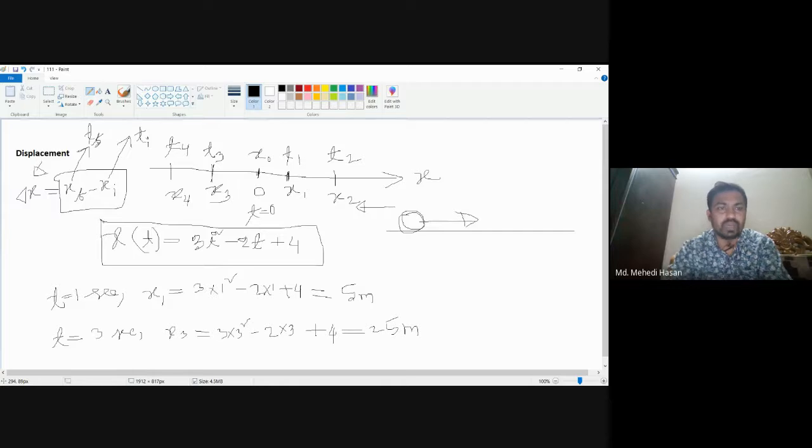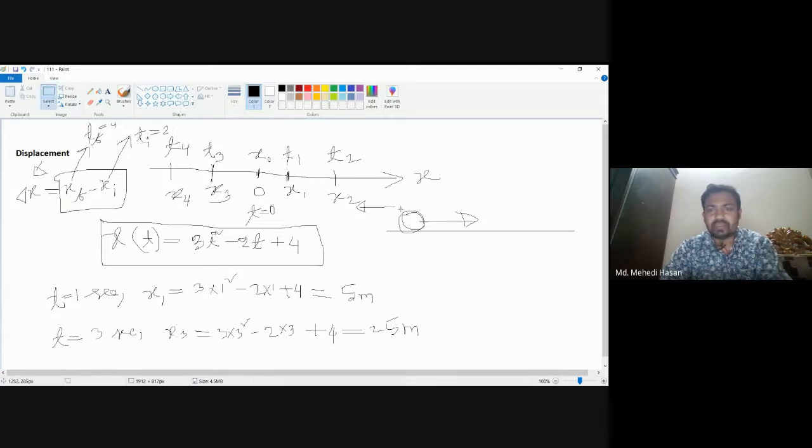Say, for example, the final time is 4 seconds and the initial time is 2 seconds. So the question will be like this: find the displacement of that object between the time interval t = 2 seconds to t = 4 seconds. At that time interval you have to find the displacement. So the displacement will be x4 minus x2.